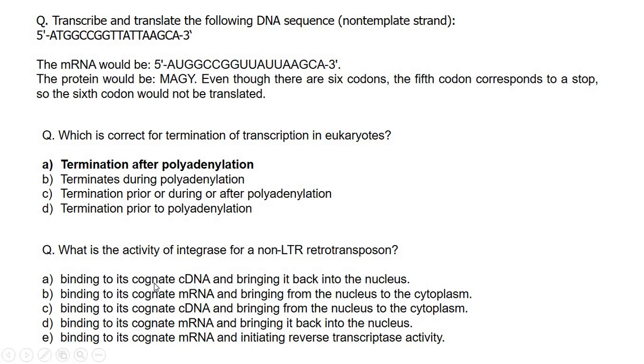The choices are: binding to its cognate cDNA and bringing it back into the nucleus; binding to its cognate mRNA and bringing it from the nucleus to the cytoplasm; binding to its cognate cDNA and bringing it from the nucleus to the cytoplasm; binding to its cognate mRNA and bringing it back into the nucleus; binding to its cognate mRNA and initiating reverse transcriptase activity.